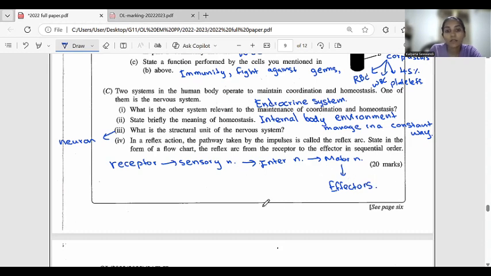So that is the path by which a reflex action happens. That's enough for now. Thank you so much.